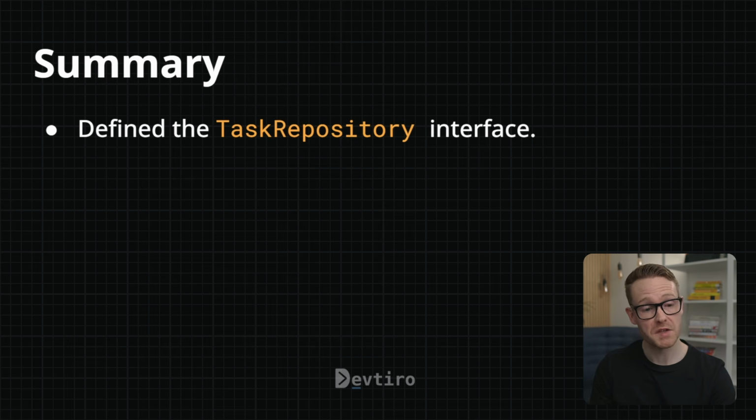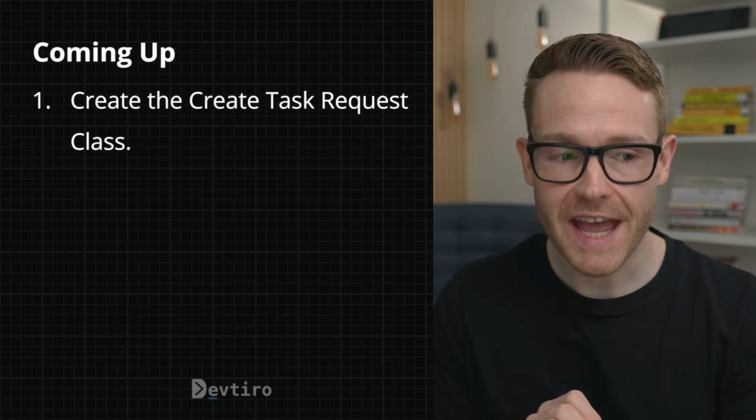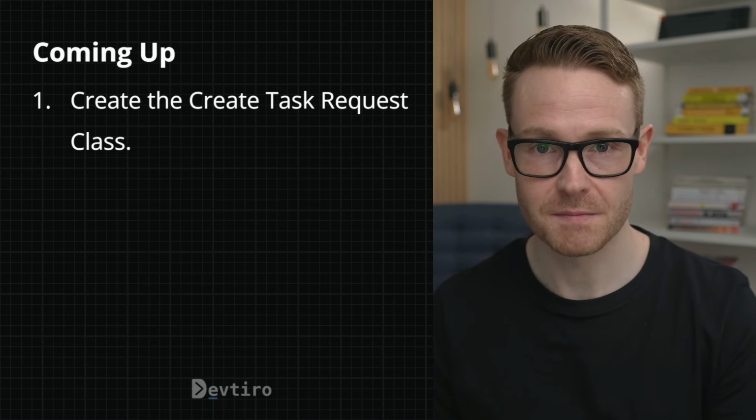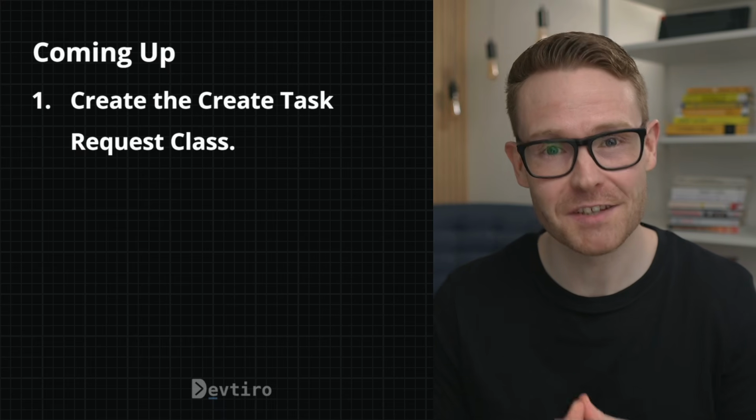So in summary, we've defined the task repository interface. We now have both the entity and the repository that we need to start implementing features. So let's start with the create task feature. So here's what we have coming up in this lesson. We're going to create the create task request class. And that's it. So let's get started and create the create task request class.